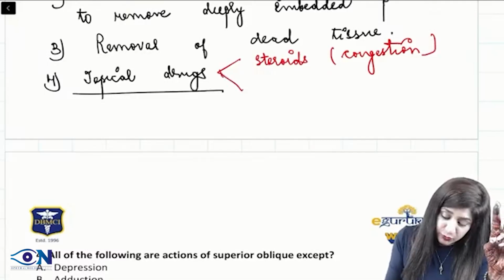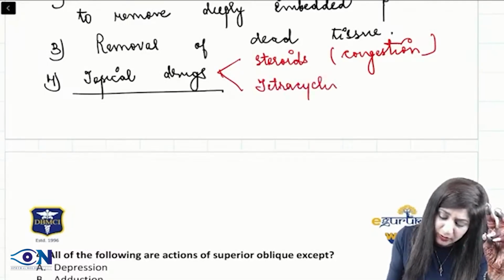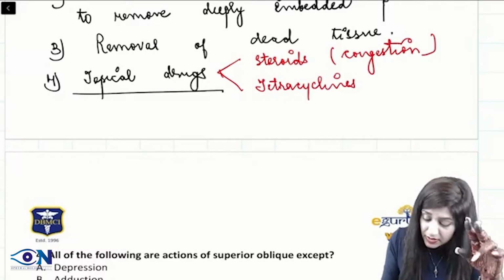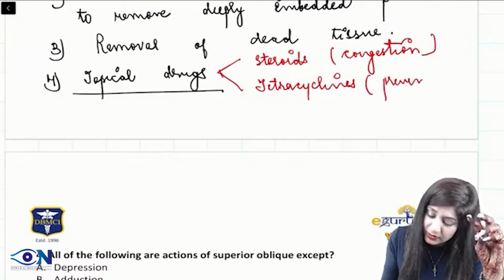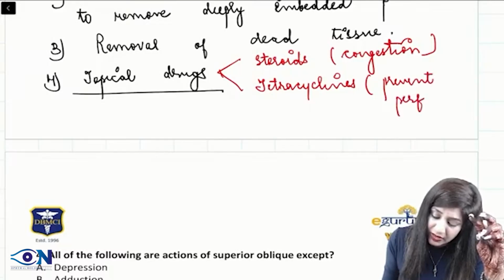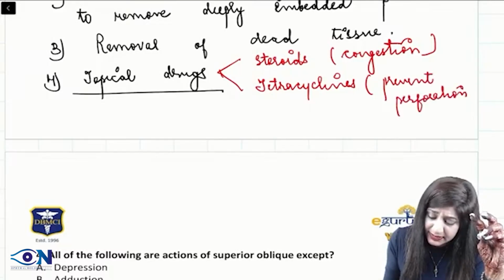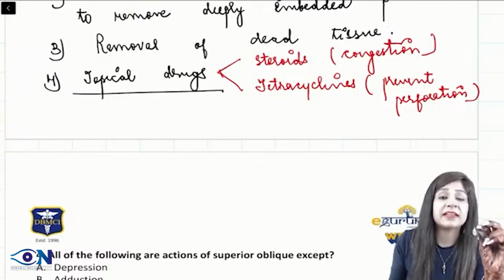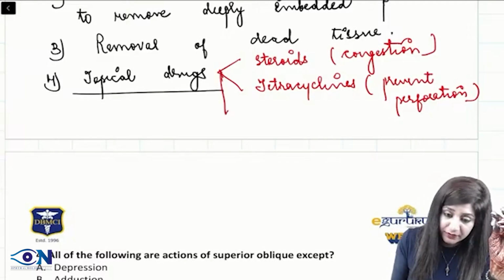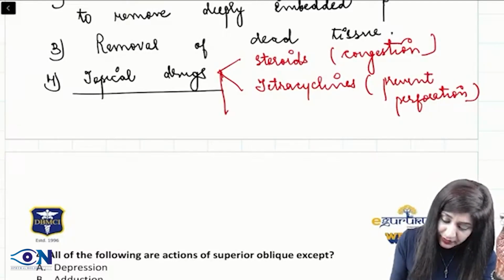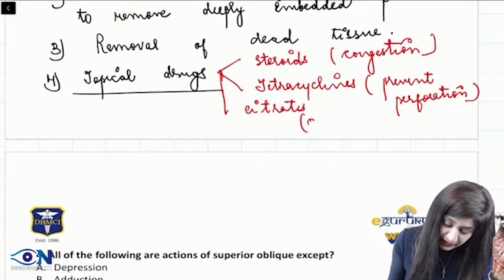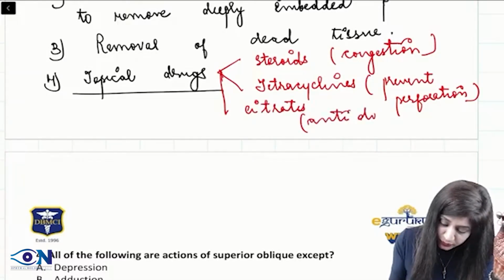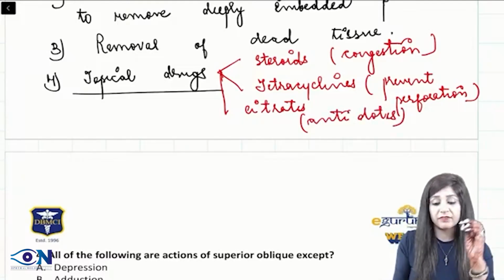I will have to give the tetracycline, or the tetracycline group of drugs, which prevents the perforation. To prevent the perforation, we have to give this drug. You can give doxycycline, you can give tetracycline, and then we also give the citrate. Citrates will be acting as the antidotes. All these drugs have to be given.